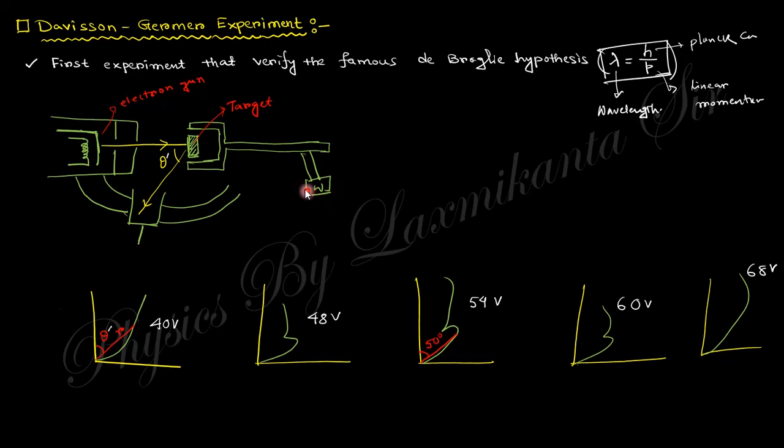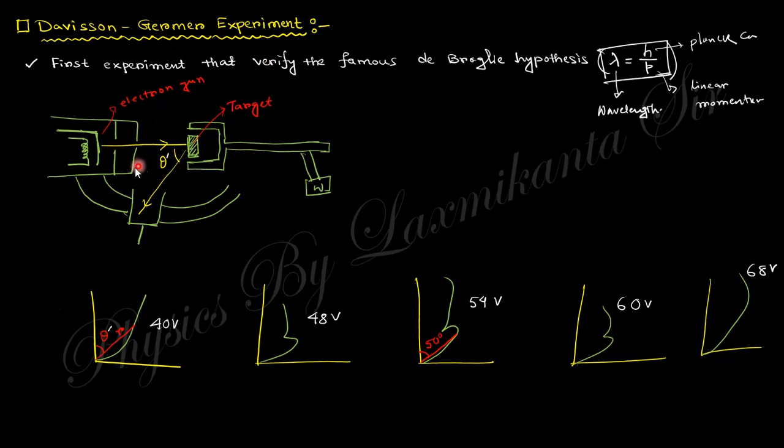Clear? So this relation was verified by the Davisson-Germer experiment. This relation connects the particle nature, the linear momentum, and the wave nature, the wavelength. So this is the relation between the wave nature and the particle nature, and it was established and verified through the Davisson-Germer experiment.